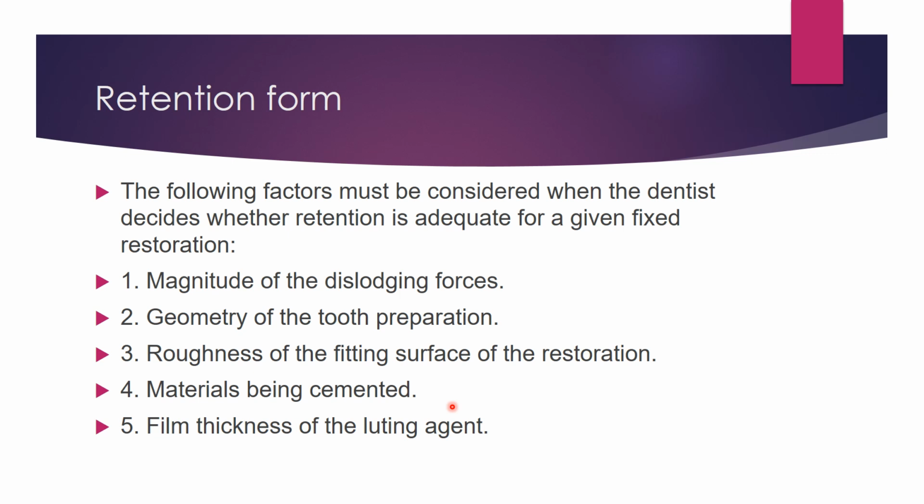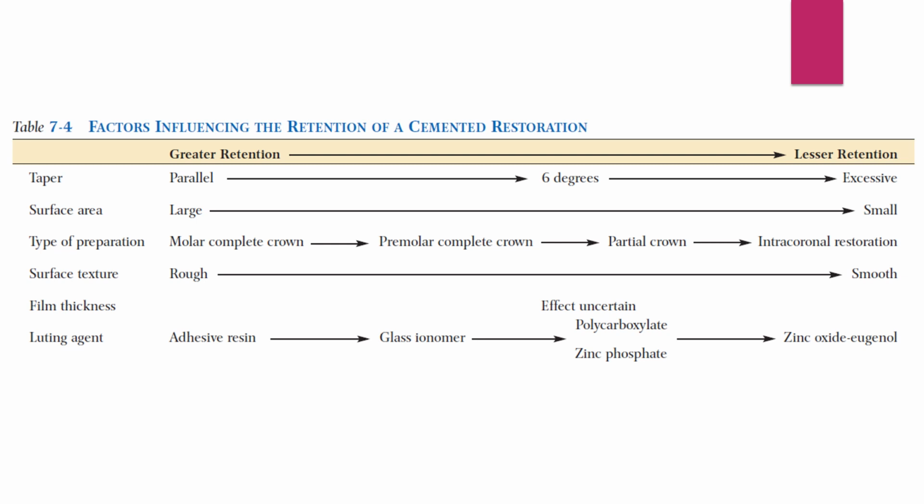So ideally, obviously, the inside of the crown is not so smooth like the outside, right? It is roughened, and then we have a luting cement. So the luting cement will go and it will create the retention form, right? Materials being cemented, so we have to see which luting cement is being used, and which material we are using. Film thickness of the luting cement, so you have to have an adequate thickness. You cannot have excessive thickness. It's not going to serve any purpose, guys. If you have an adequate thickness, then it's going to give you a retention form.